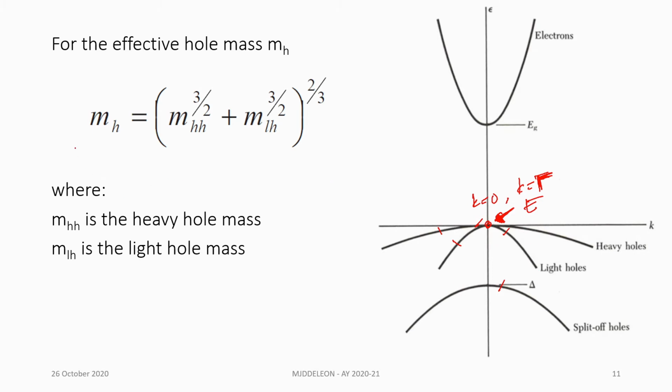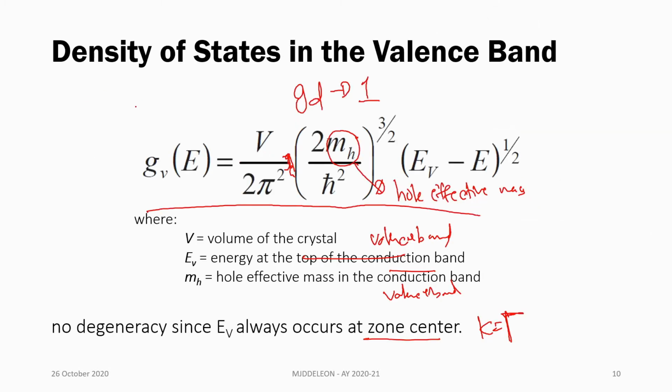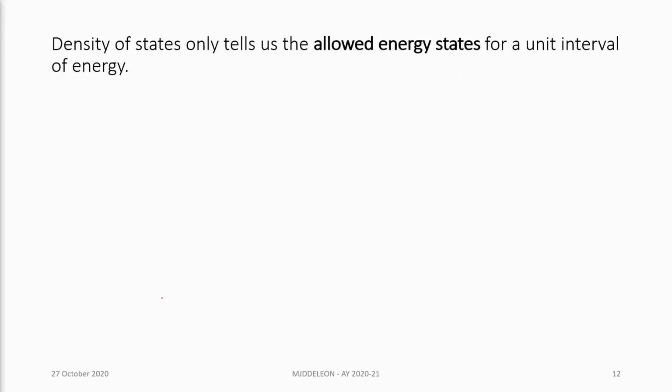So to get just the effective hole mass, MH, we just use this formula. We have the effective mass of the heavy hole, and the effective mass of the light hole. Use this one, you get the MH that we need to use for our density of states for our valence band. The density of states though only tells the allowed energy states for a unit interval of energy, or basically kung ilang electron energy states or ilang places na pwede tayong pumasok ng electron natin na pare-pareho lang energy.